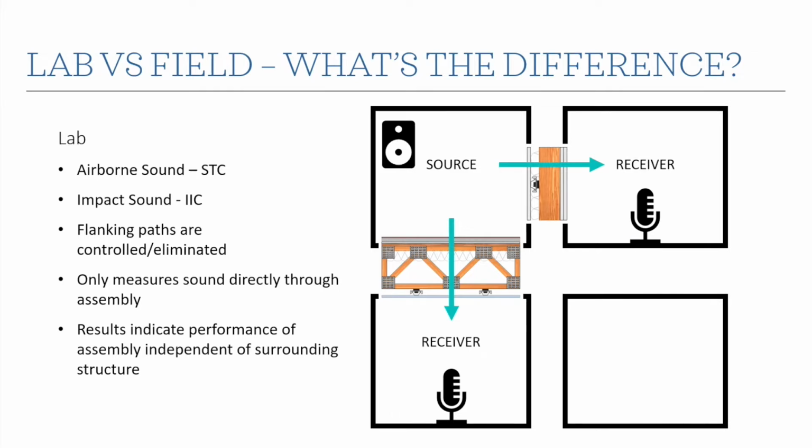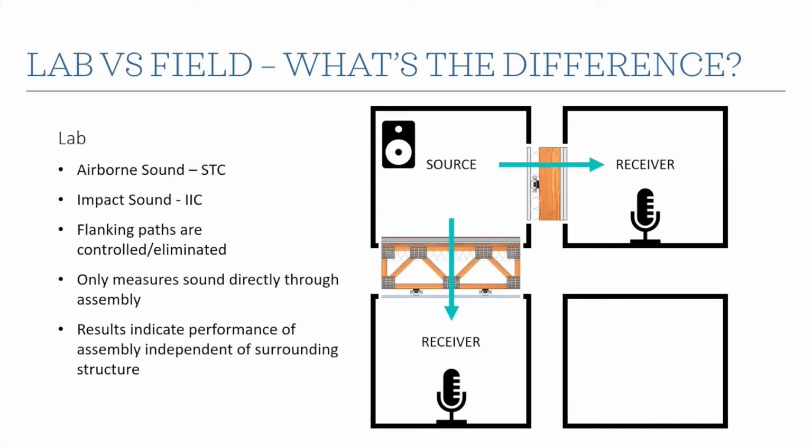So now, what's the difference between a laboratory measurement and a field measurement? Because we have standards for airborne and structure-borne sound isolation measurements for both the laboratory and for the field. So first, the metrics. For airborne sound, it's the STC rating, right? For impact sound, it's the IIC. You'll see those referenced in the building code and a lot of other code requirements.